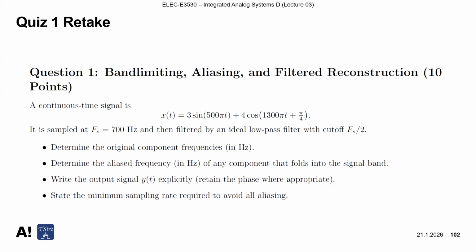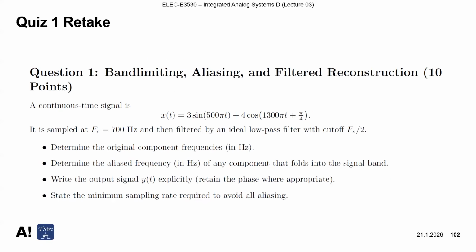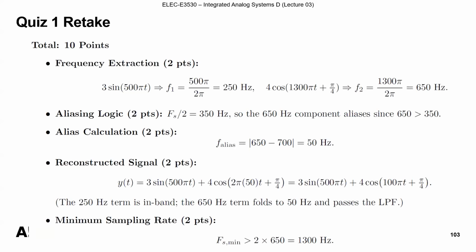So to determine the aliased frequency of any component that falls into the signal band, when we have a look at the frequency axis diagram, we can also similarly think about it. The aliased frequency goes to 50 hertz, because now 650 hertz goes over the Nyquist frequency. So the Nyquist frequency now we have is 350 hertz, right? 350 hertz is definitely smaller than 650 hertz. Then our aliased frequency goes back to our signal band, which results in 50 hertz because it's copy and paste.